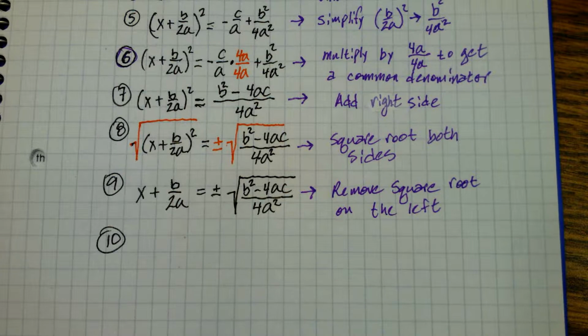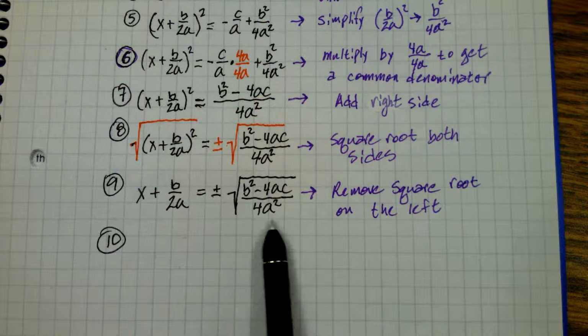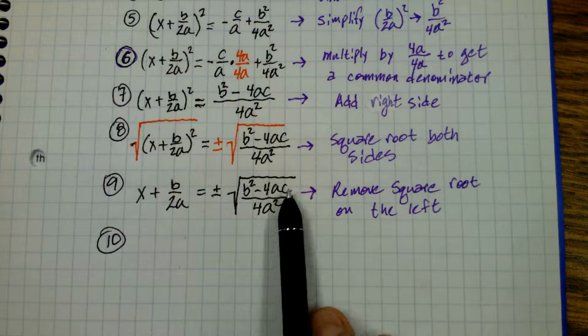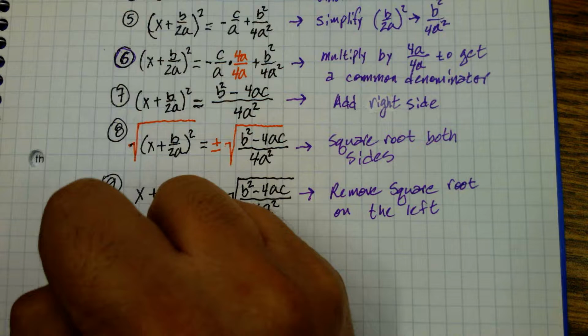Let's look at this right side. Let's clean this up a little bit. Remember I told you to notice that this is a perfect square? So we're going to split this up into 2 square roots, the numerator and the denominator. So this stays the same.